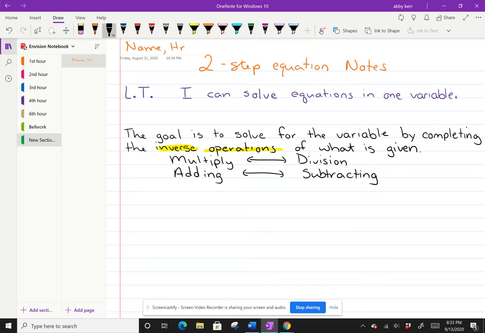Now, something that your middle school teacher may not have covered, which we will see a lot of second semester, is the operation of square or squaring. And that inverse operation is square roots.